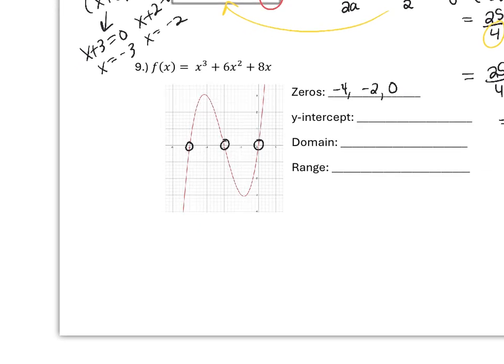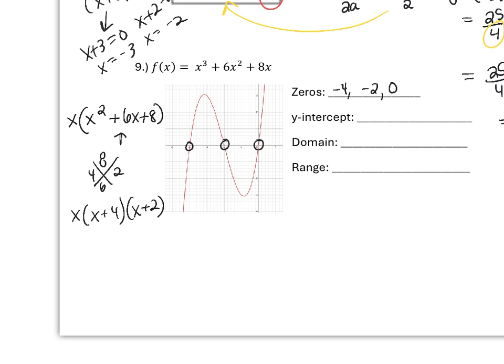If we want to do it algebraically, which would be always fantastic, pull out an x from every term, and then we can factor what's left in here. So 4 and 2, so we get x times (x plus 4) times (x plus 2). Set each of these equal to 0 and solve. So we've got one at 0, one at -4, one at -2. So there are multiple ways to do this, especially if you can't really see it on the graph.